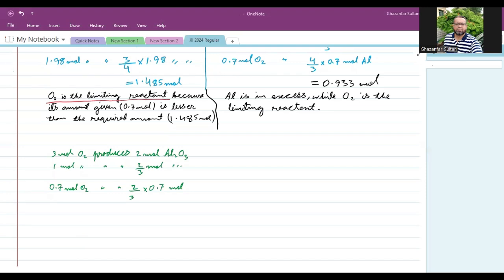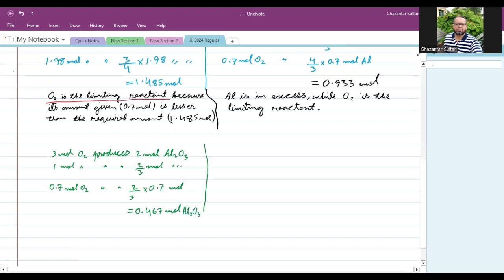Okay, so meanwhile you have also calculated, hopefully, and what I calculated is 0.467 mole. So now you have the moles of aluminum oxide, Al2O3. You are to calculate the mass of aluminum oxide. That was required in our question, that mass of aluminum oxide.